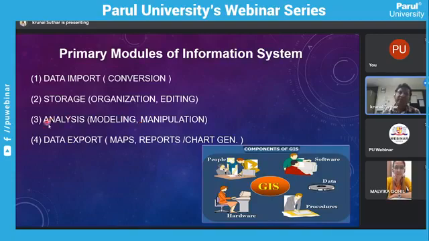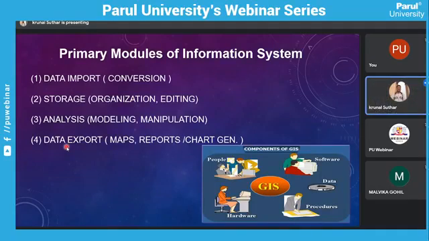Once the analysis is done, then we export the data. Here the exported data is in the form of a map or query or spatial information. So this is an output of a chart, report or selected fields.